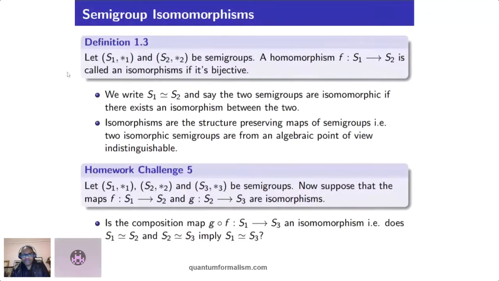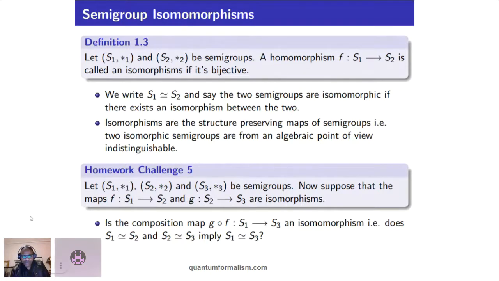But for the time being, we say that two semigroups, S1 star 1 and S2 star 2, are isomorphic if there exists an isomorphism between them. An isomorphism is a homomorphism that is bijective. So a bijective homomorphism is an isomorphism. From an algebraic point of view, this essentially means that the two semigroups are indistinguishable. It's just the same thing. They just differ in notation, for instance.